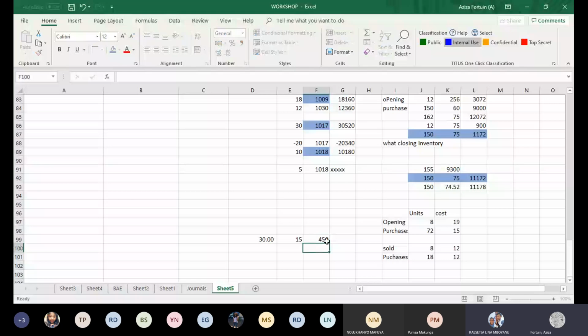Okay, let me do it again. Okay, anybody else? Any other numbers? I got the total units is 89. The units here is 89 units at 15 rand, and the total is 1,337.